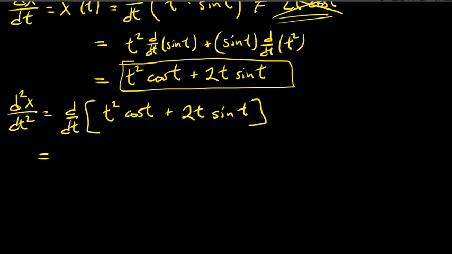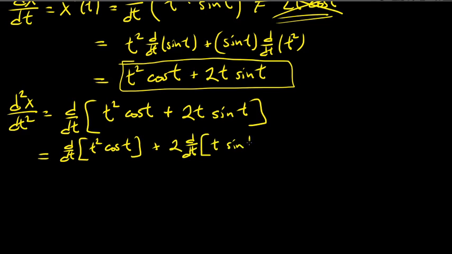So what do I need to do here? Well, first of all, this is a sum, right? So I need the sum rule. So this is going to be the derivative of t squared times cosine t plus, and the 2 is a constant, so 2 times the derivative of t times sine of t.